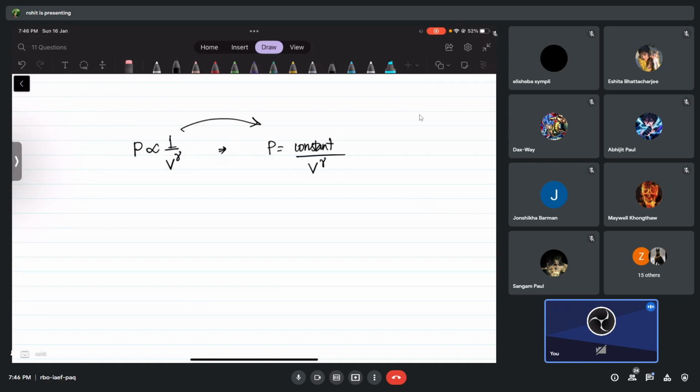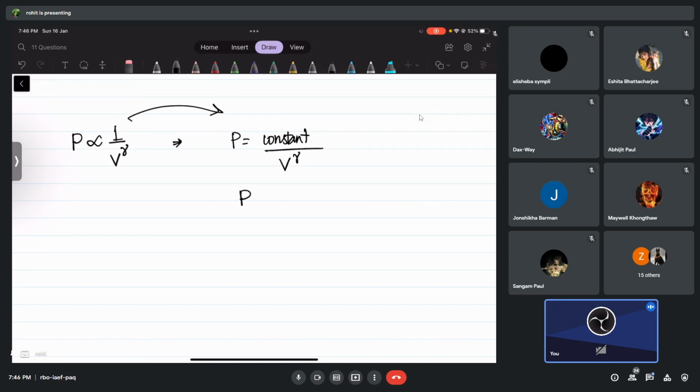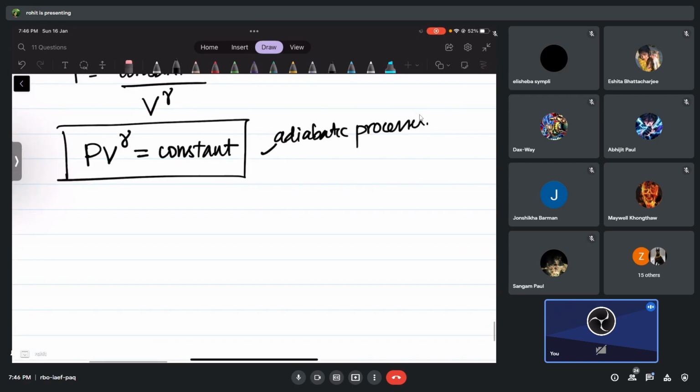Same expression you can check for adiabatic, or I can write PV to the power gamma is a what? Is a constant. So always remember this. This is what you are going to use all the time for what process, guys? Adiabatic processes, okay? Please remember this. So yeah, can you just apply it to different states A and B?